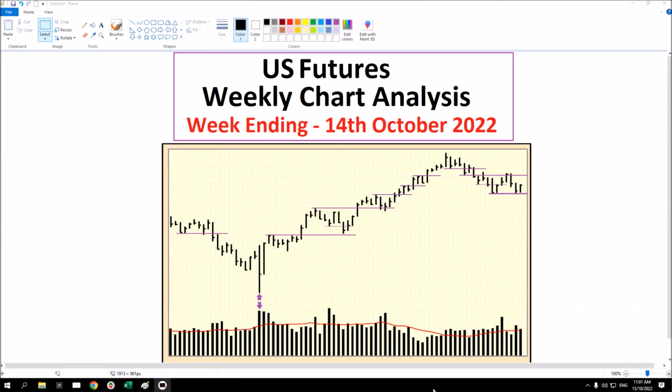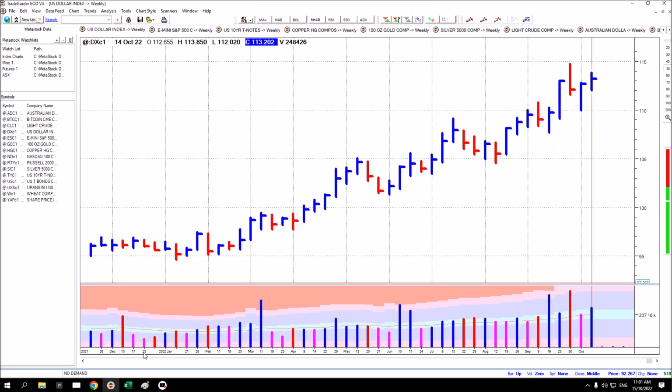Hello again. This is the US Futures weekly chart analysis for the week ending 14th of October 2022. The first chart is the US Dollar Index Futures.